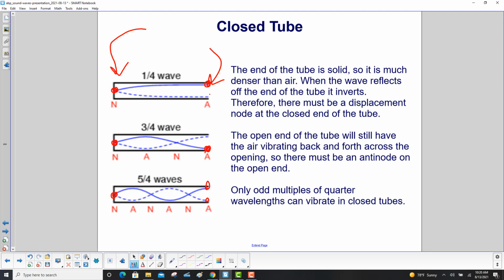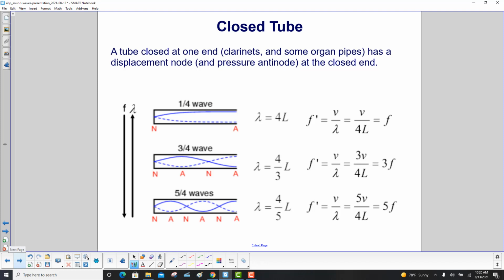Well, those are antinodes. And just to make this picture clear again, the wave first looks like this, then a little bit later it oscillates down like this, then it goes back up to the top again, etc. In this case, only odd multiples of quarter wavelengths can vibrate in closed tubes. A tube closed at one end, such as clarinets and some organ pipes, has a displacement node and pressure antinode at the closed end, right here. So we have a displacement node. This time, the first wave you can fit in there that goes from a node to an antinode is only a quarter of the wavelength.